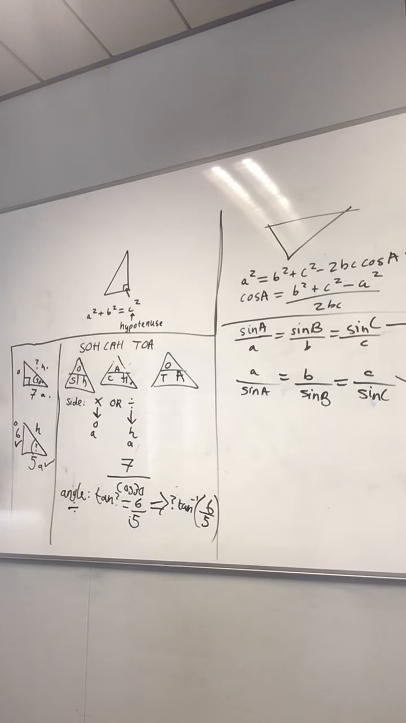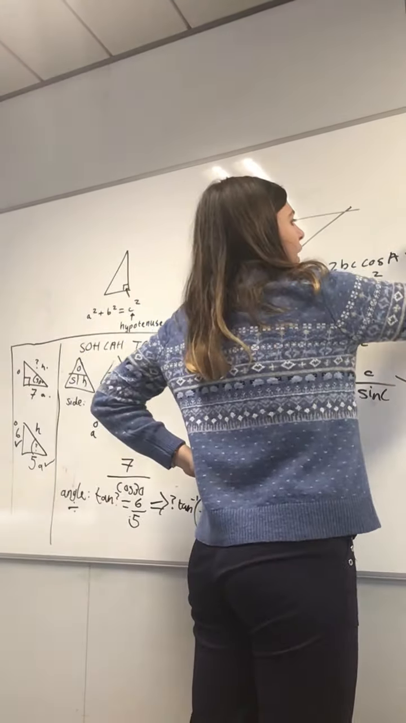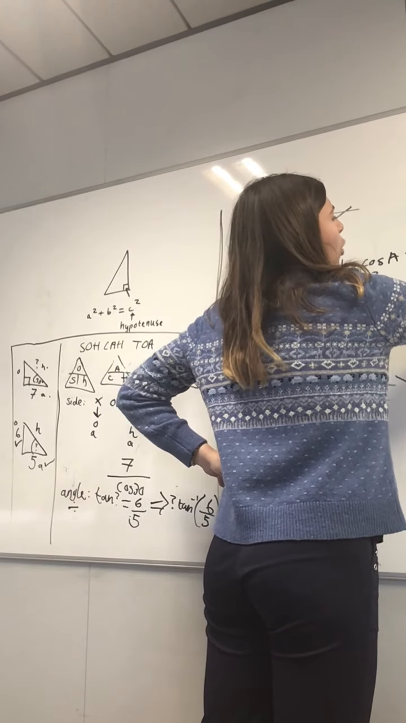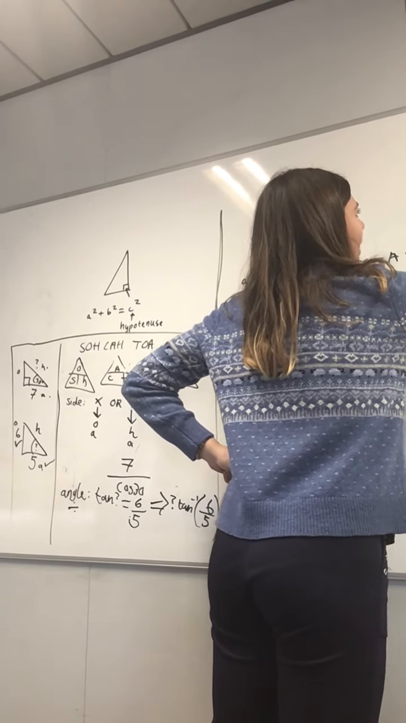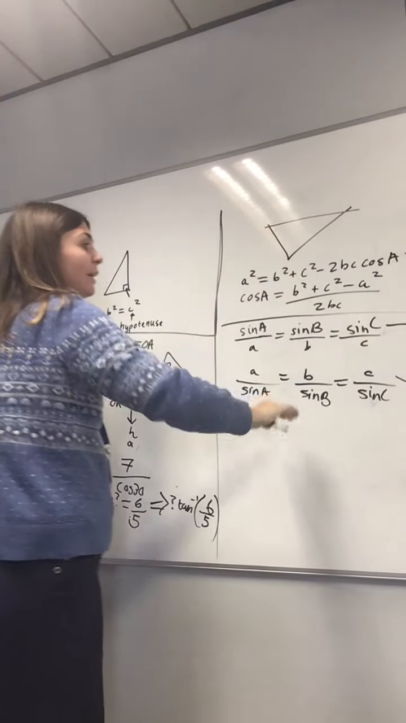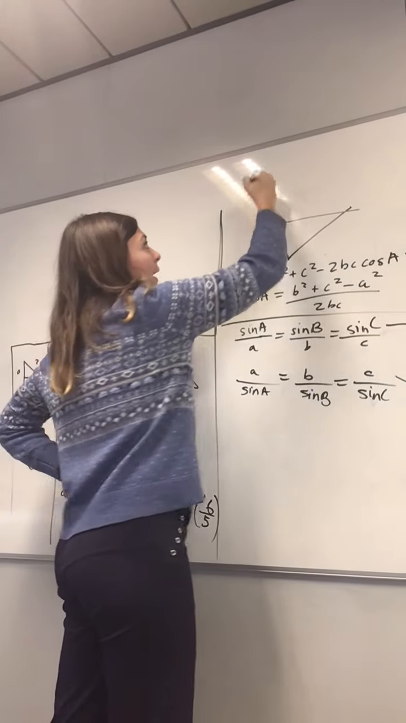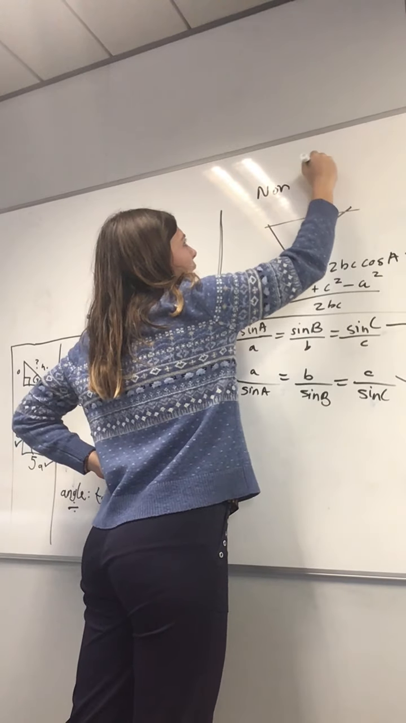So in the exam, if you're asked to find a side or an angle, and it's a non-right angle triangle, there's no right angle, you have to use normally one of these formulas.